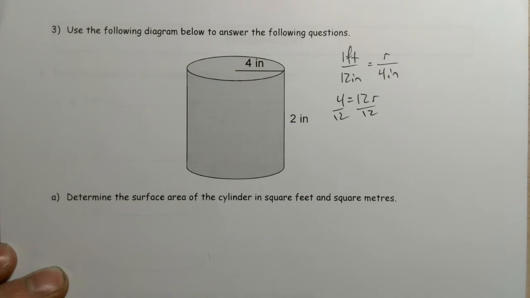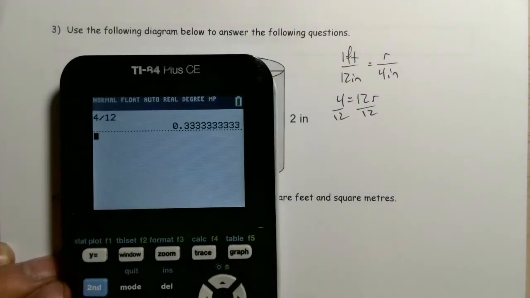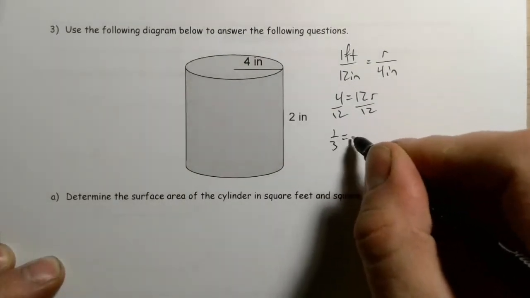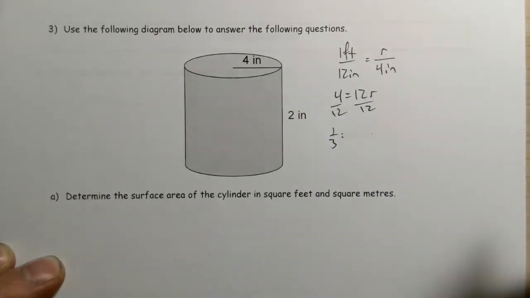So it's going to end up being 0.3 repeating. Now I'm going to do this on my calculator because I want the decimal to be sitting there. But 0.3 repeating, 1/3, is equal to R. So it's 1/3 of a foot. And I'll put the unit in there.